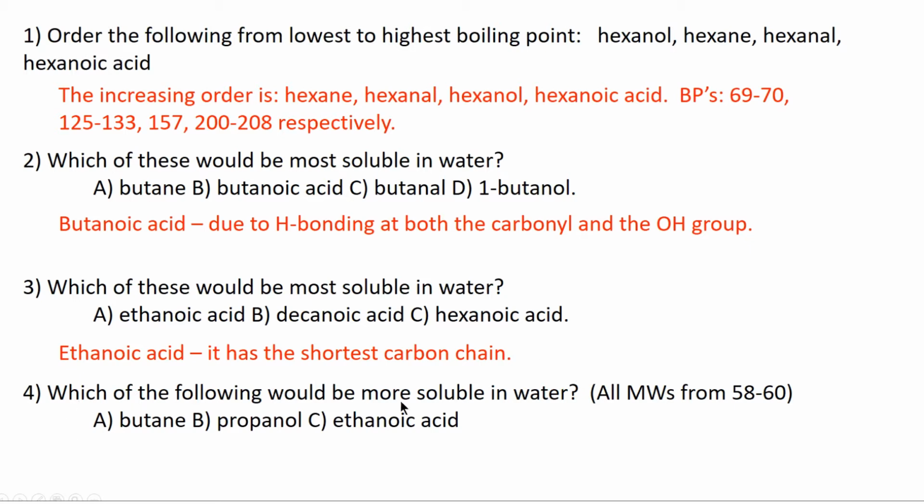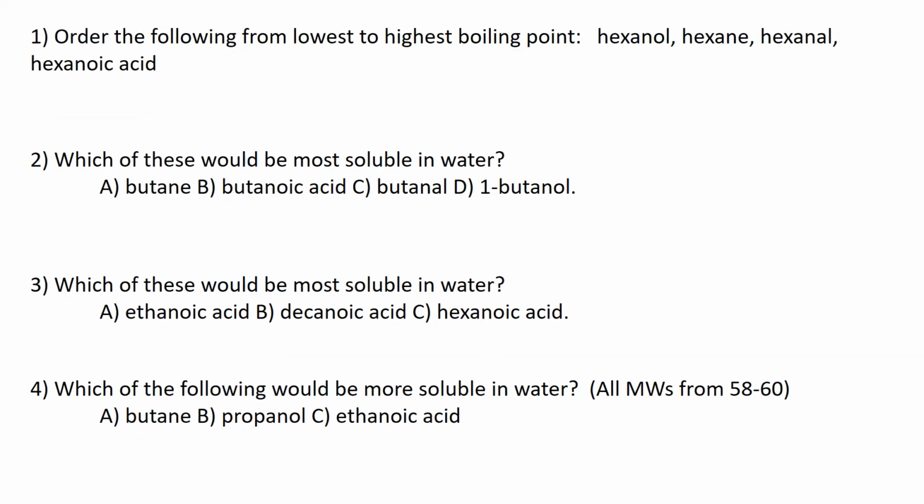Alright, which of the following would be more soluble in water? So again, all of these are within the same molecular weights. We have butane, propanol, and ethanoic acid. Since we're dealing with water again here, we want the one that can do hydrogen bonding. Ethanoic acid is the best. If I asked which of the following would be more soluble in oil, that would be the one that's least soluble in water. So that would be butane.